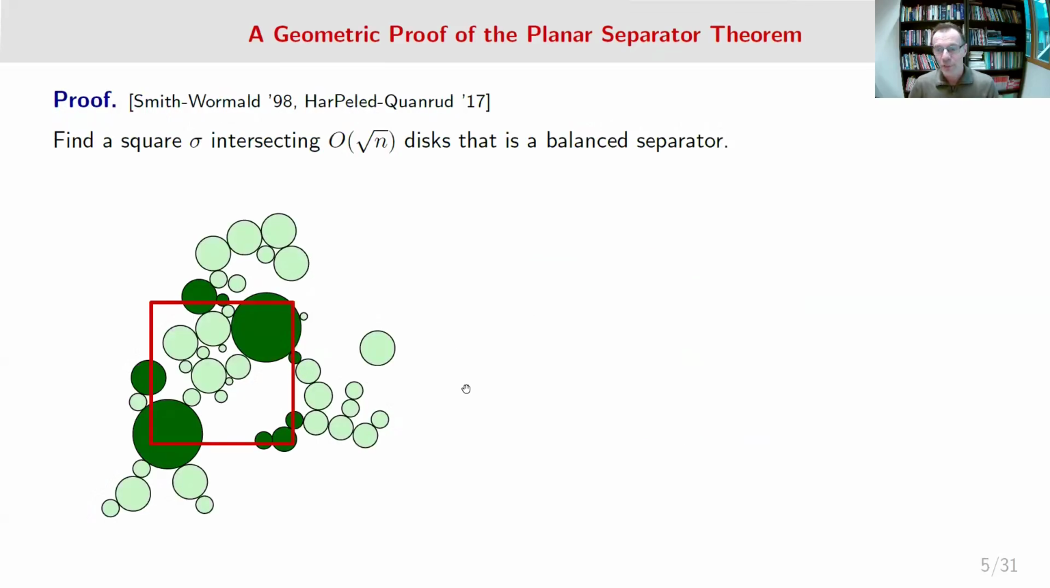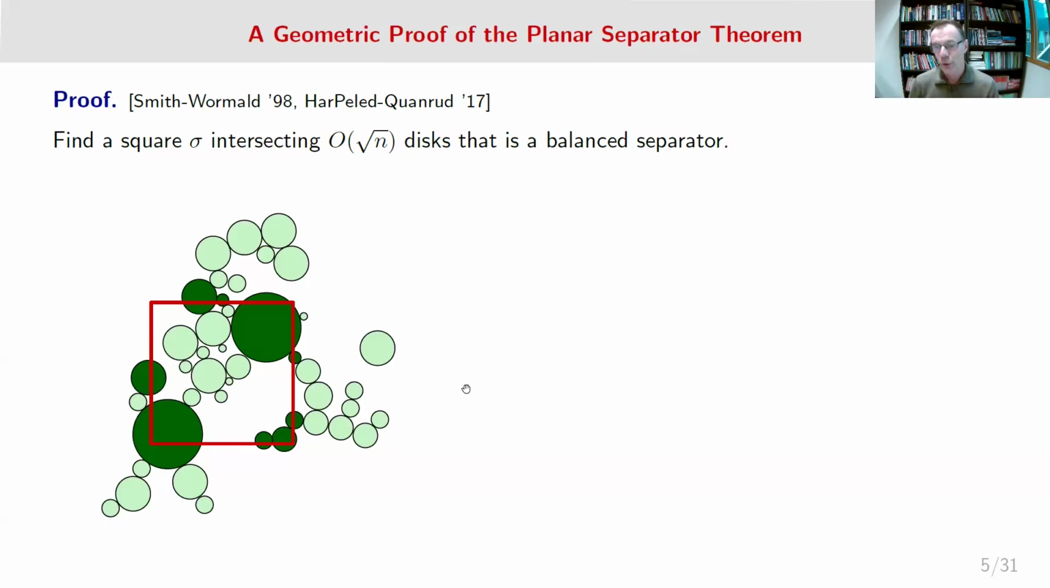Then you can find a separator in a geometric way by trying to find a square. You could also find a circle, but let's do a square. A square that intersects only few of the disks, only square root of n of them, and that has, let's say, 2/3 of the disks inside at most, and at most 2/3 outside. Actually, the balancing factor is going to be a little bit different than 2/3, but that doesn't really matter. And then, of course, the disks intersecting this square will be the separator, and the other disks will be inside and outside, so they form the 2 sets.